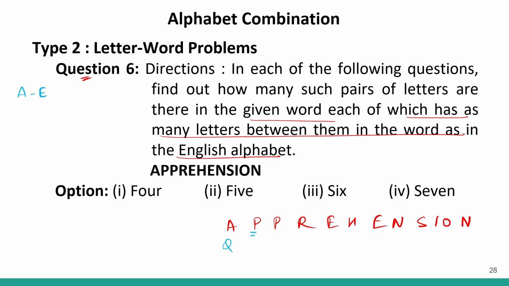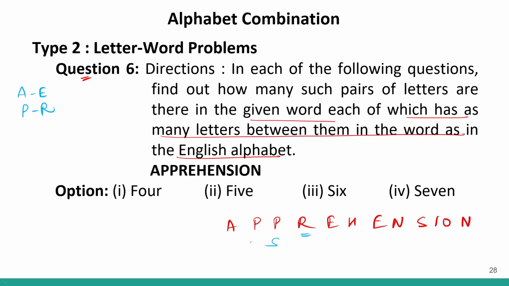From P we have Q, R, S, T, U, V, W, X, Y, Z. So I can see one common, that is R. So the next one will be P, R. Correct? Let us move on to the next one. P, Q, R, S, T, U, V, W, X, Y. Anything in common? No. So we will move on to R.